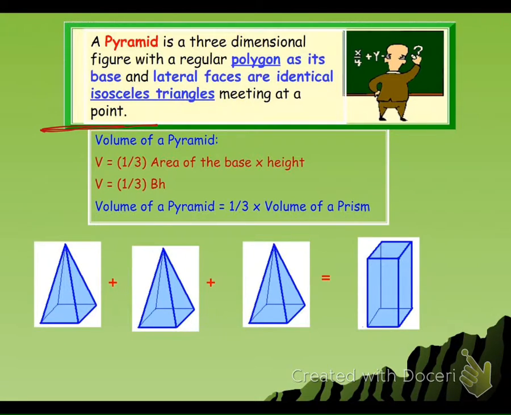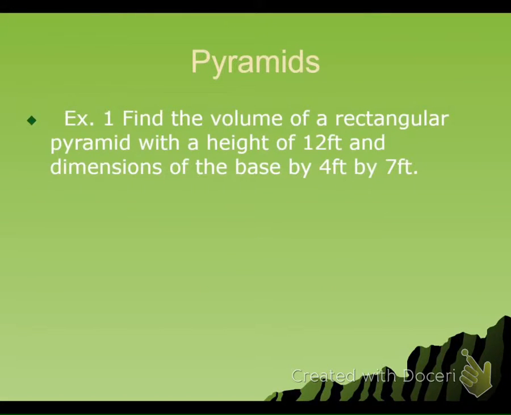So the question here says, in example 1, find the volume of a rectangular pyramid with a height of 12 feet and the dimensions of the base being 4 by 7. So, Bree, what is the formula for the volume of a rectangular pyramid? 1/3 area of the base times height. In this, it's a rectangular pyramid. How do you find the area of a rectangle? You don't remember it on that poster? Base times height.